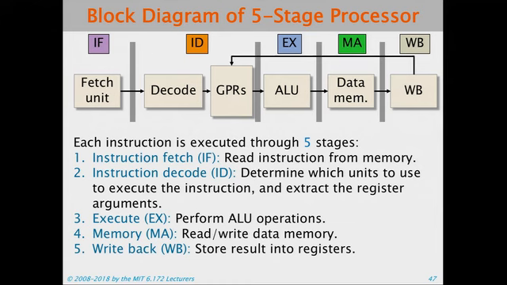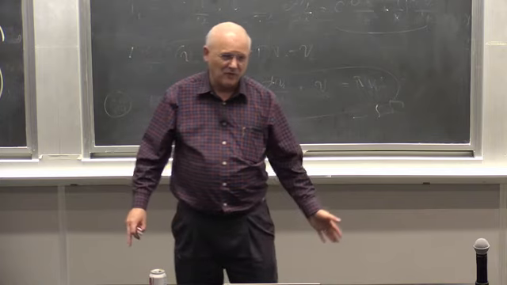So here's a block diagram of the 5-stage processor. We read the instruction from memory in the instruction fetch cycle, then we decode it. Basically, it takes a look at what is the opcode, what are the addressing modes, etc., and figures out what it actually has to do, then actually performs the ALU operations, and then it reads and writes the data memory, and then it writes back the results into registers. That's typically a common way that these things go for a 5-stage processor.